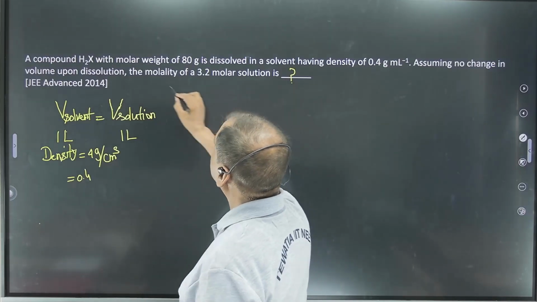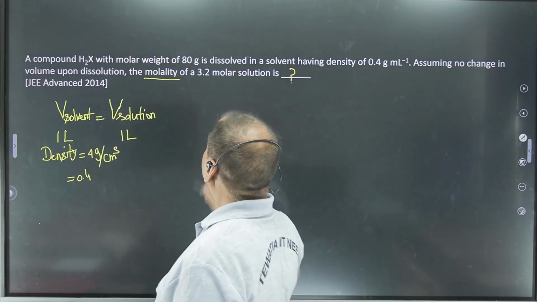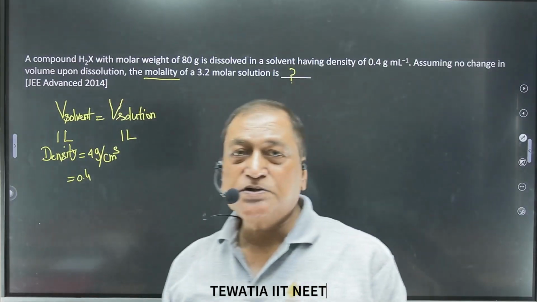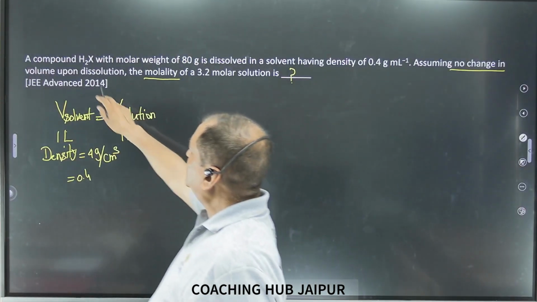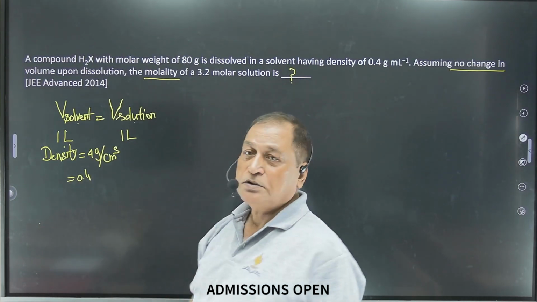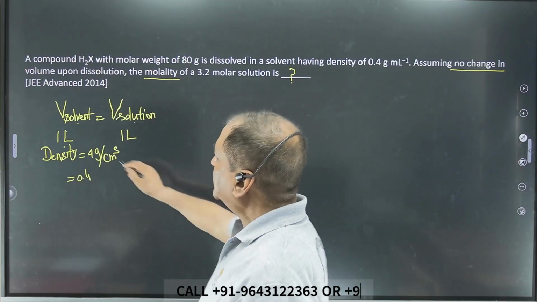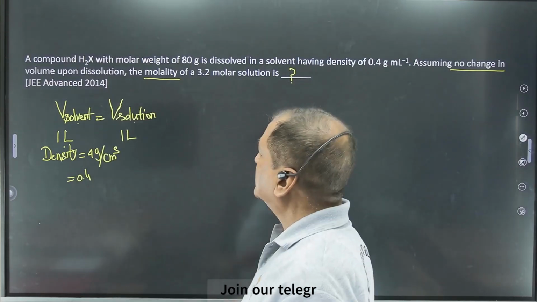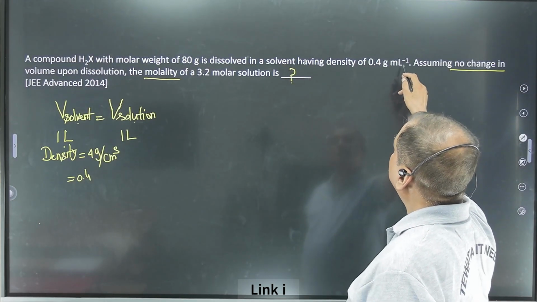So molality is how much? Molarity is given. So what is given in this question? It is given there is no change in volume upon dissolution. That means V solvent is almost equal to V solution. So 1 liter of solvent is equal to 1 liter of solution. Second, the solvent density is given, 0.4 gram per milliliter.